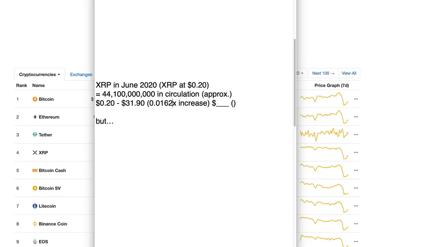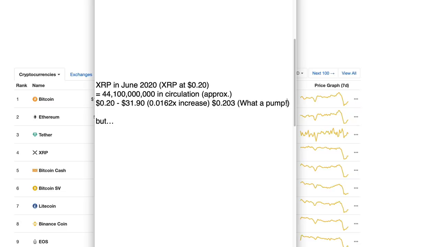0.0162 times increase, which would make XRP pump to 0.203 cents. Okay, so a pump of 0.003 cents. Yeah, what a pump. That's total and utter crap.